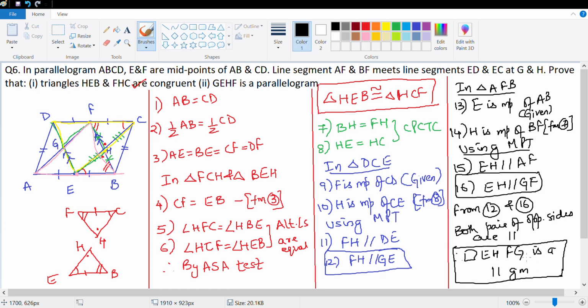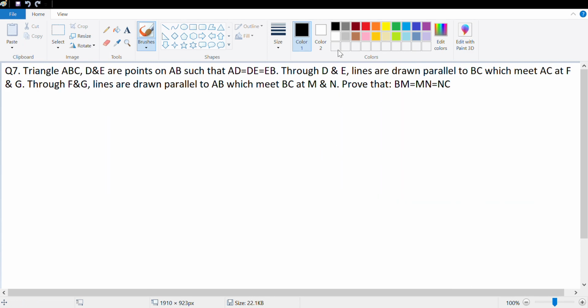Again, an interesting question where we had to apply first congruency. With congruency, we proved that the H was midpoint of not just EC but also of BF, and this is where we applied the midpoint theorem. So let's look at the next question. The next question that we do would be question number 7.